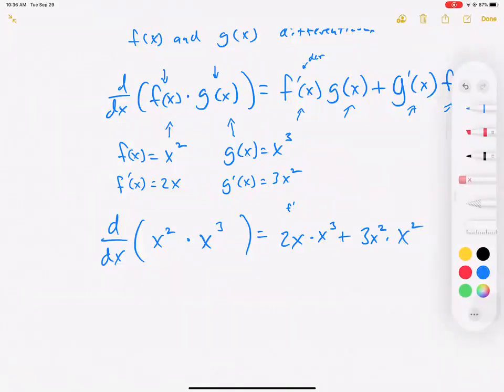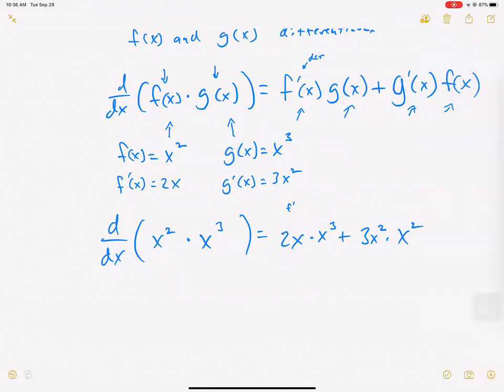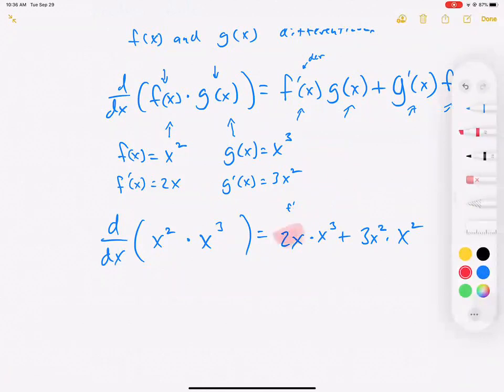So I want you guys to be able to make sense of all this stuff. Make sure you understand where I got all my pieces from. Derivative of the front, leave the back alone. And the derivative of the back, leave the front alone. The blue is my original, and the red is my derivative.